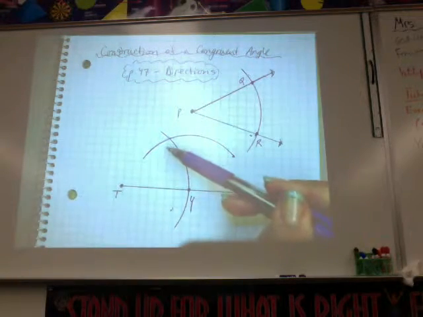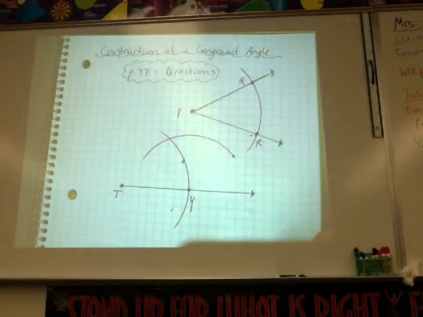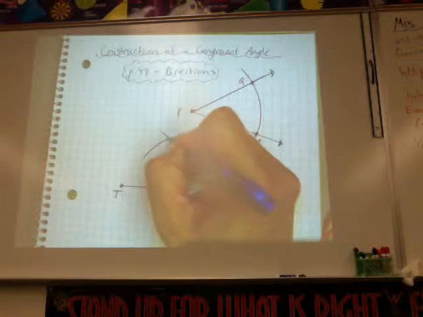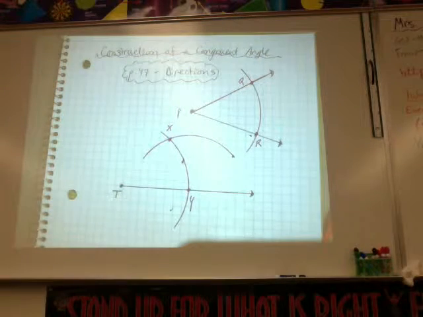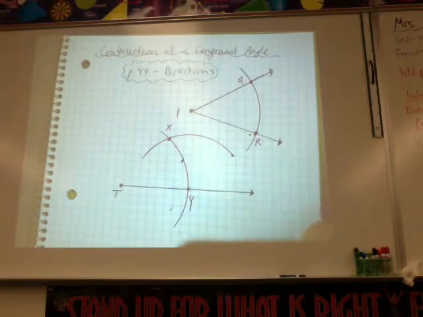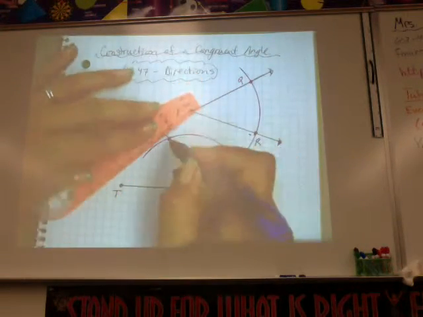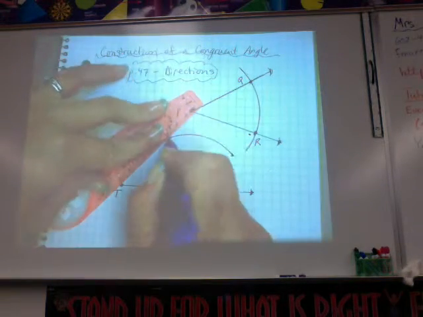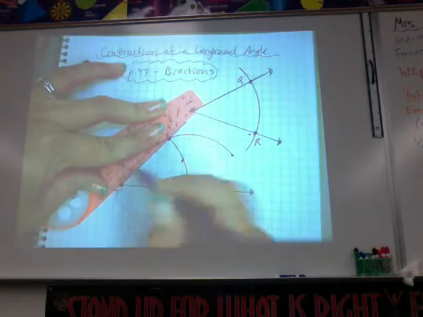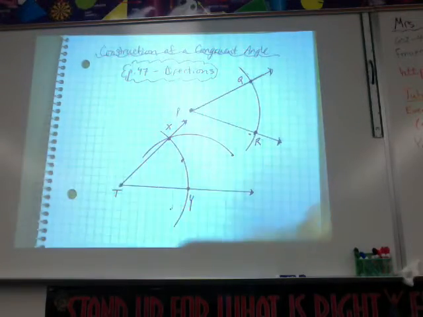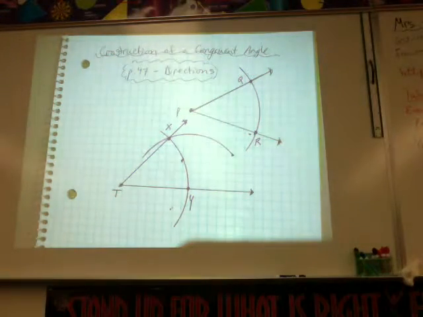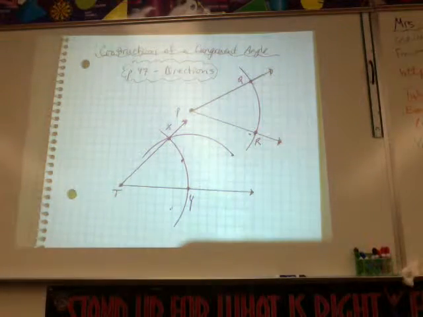Remember the X's that we had the last time we did a construction? So this creates a point. We're going to call it point X. And then I'm going to draw a line from point T through point X. Or a ray, I guess. And now I should have equal angles. I'm going to go grab a compass, check it.